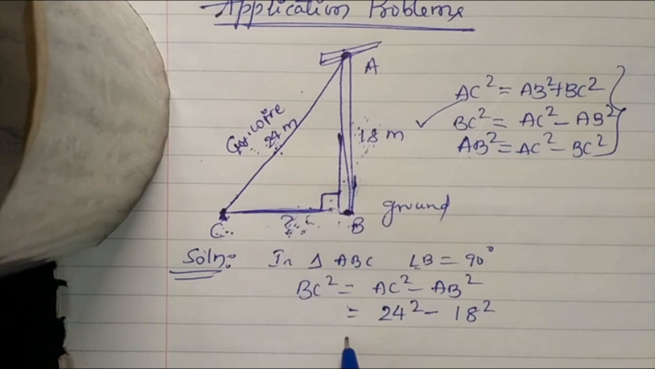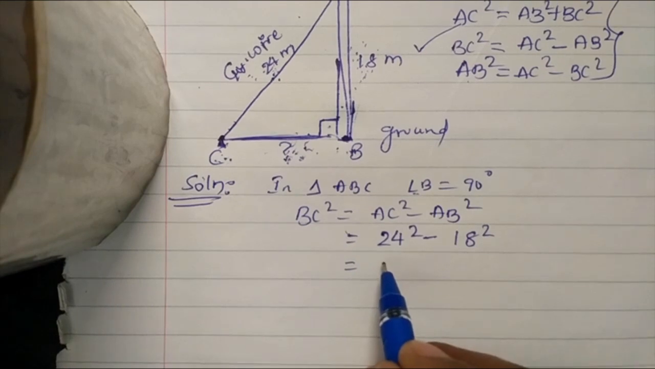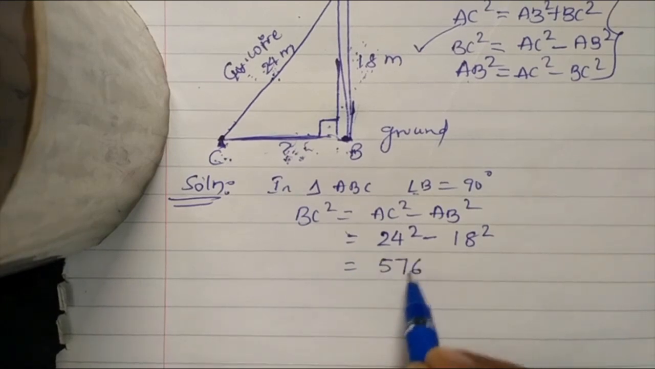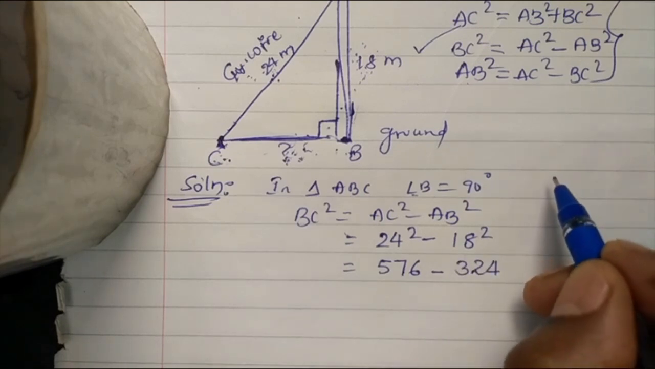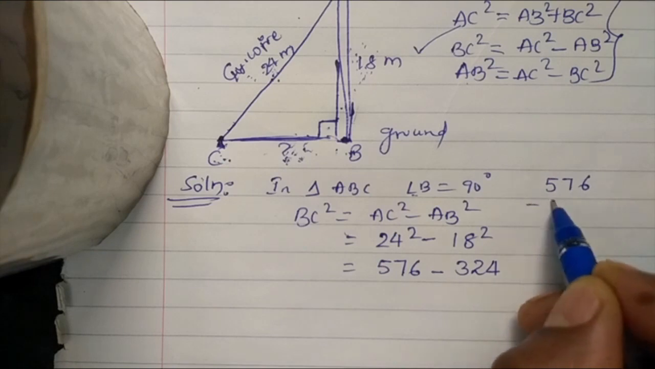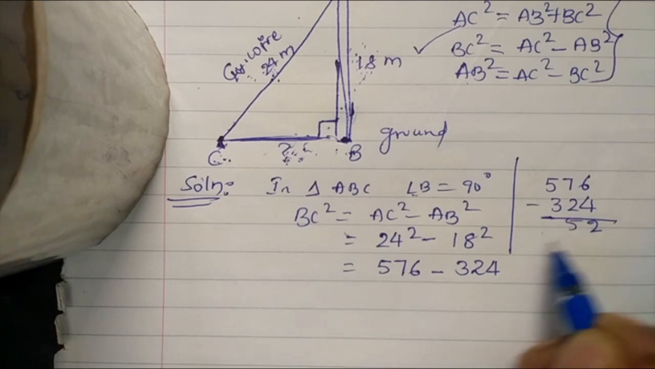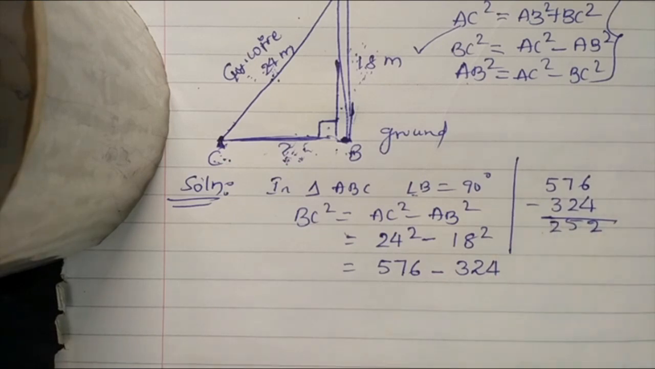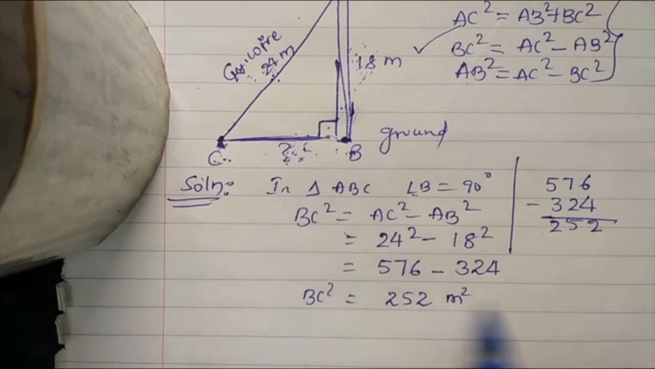AB is 18, so 18 squared, and 24 squared is 24 into 24. If you multiply twice, you get 576. Minus 18 squared, 18 into 18, you get 324. Subtract 576 minus 324, you get 252. All are in meters, so it is 252 meter squared, because these two are squares. That is, BC squared is equal to 252 meter squared.